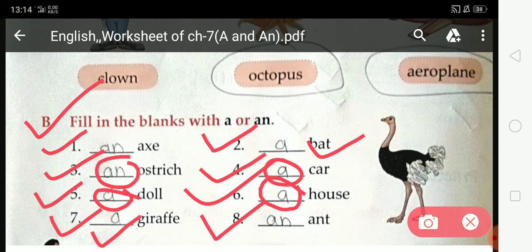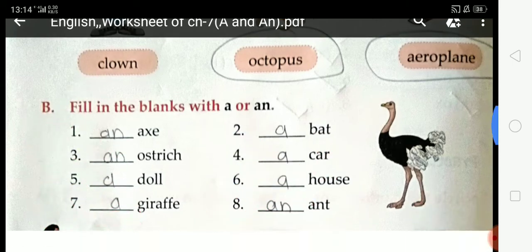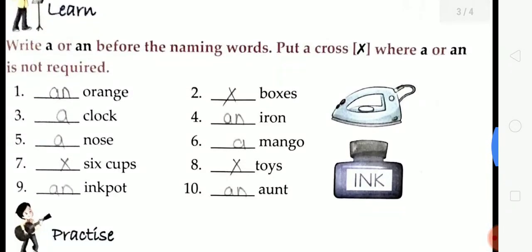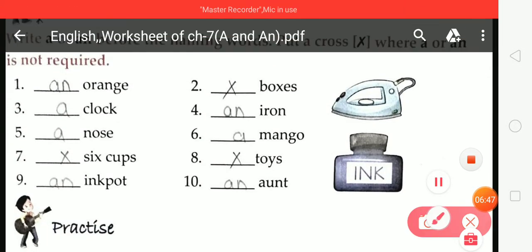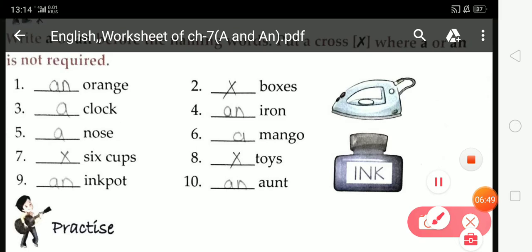Eight number. Here, ant. In ant, A is a vowel, so students, before a vowel we use AN. So we use AN before ant. Here AN is already filled. Now come on next exercise.